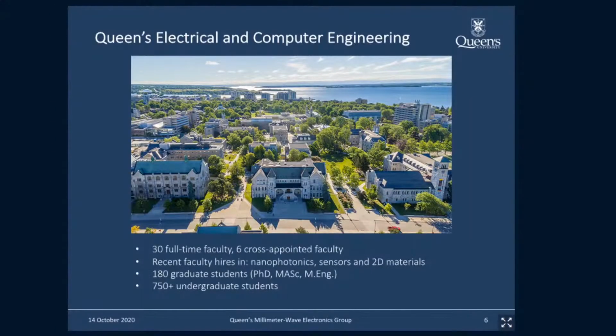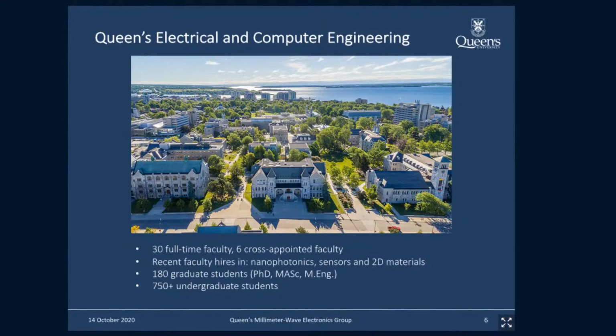And now a very brief overview of the Department of Electrical and Computer Engineering at Queens. We have at present 30 full-time faculty members, and 6 cross-appointed faculty from other departments like computer science and mathematics. We have recent faculty hires. We've expanded in the devices area and physical electronics, so we had a recent hire in nanophotonics and another hire in sensors and 2D materials. Overall, we have 180 graduate students, roughly half of them PhD, and the others masters or Master of Engineering. And we have over 750 undergraduate students.